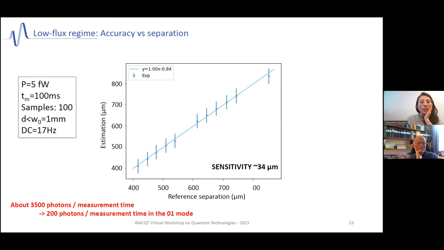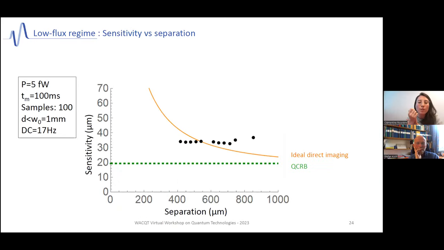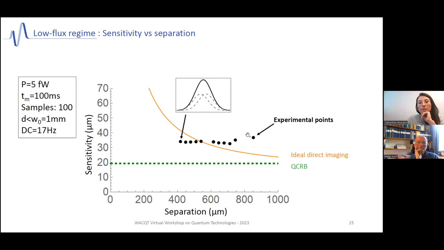And here again, we can plot the sensitivity as a function of the separation with the green line being the quantum Cramér-Rao bound and the orange line, again, the ideal direct imaging. So this orange line corresponds to a perfect scenario where the pixels are infinitely small and there are no losses and no noise in the camera. And here, we manage to get points that go below this very optimistic scenario.